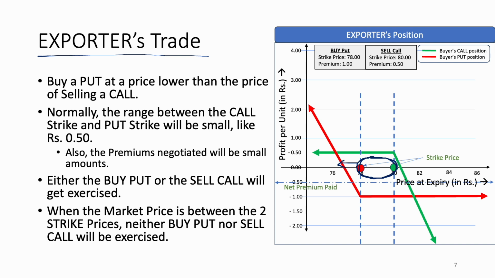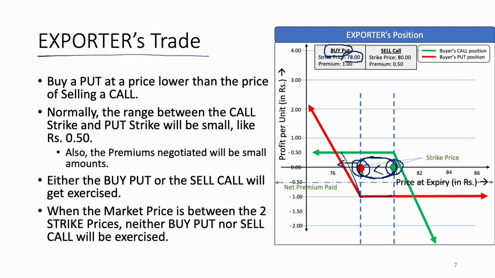So what the exporter does is he buys a put. This is the put that he is buying. In this example, he buys the put at 78 rupees at a premium of 1 rupee. And he also sells a call. The important thing is that the strike price of the buy put should be less than the strike price of the sell call.